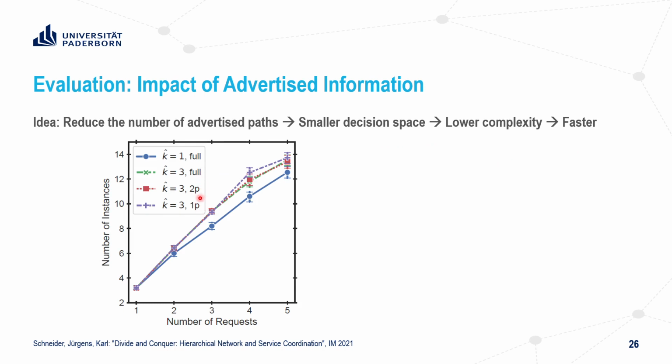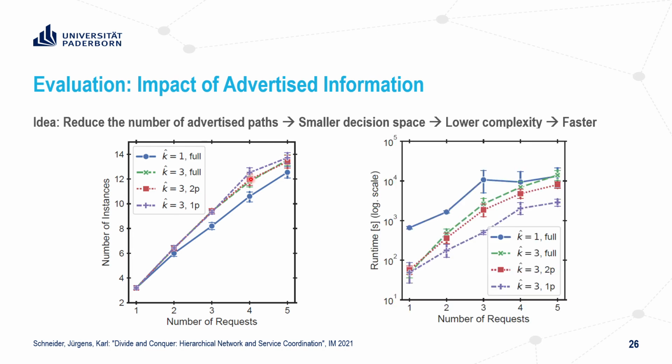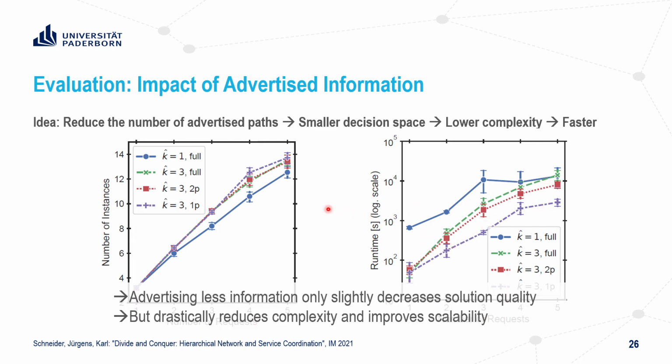We found that, of course, if we reduce this decision space or this information, our quality here in terms of number of placed instances gets a tiny bit worse, but that's just 2% on average here. But if you look at the runtime, we can have huge improvements by reducing the amount of advertised paths. So for example, here advertising 1 path compared to all paths, the purple versus the green, gives us a speedup of 3.4, so 340% on average, and we're, with this approach, more than 10 times faster than the centralized approach. And so overall, advertising less information only slightly decreases the solution quality, but it drastically reduces complexity and improves scalability.